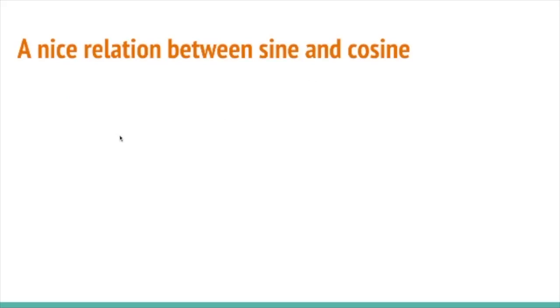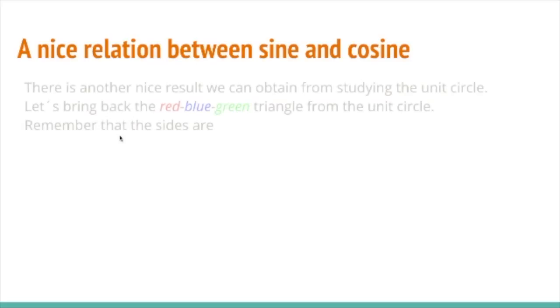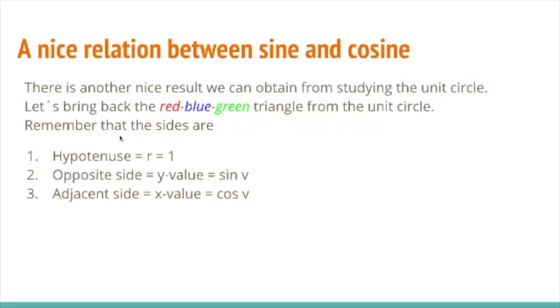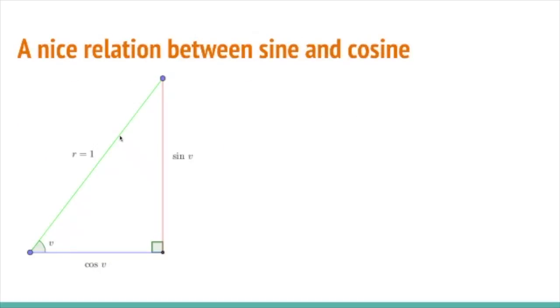Now finally, I will show you a nice relation between sine and cosine. So let's bring back that red, blue, green triangle from the unit circle. Remember that the sides are the hypotenuse, which is r, is equal to 1. The opposite side, which was the y value, was equal to sine v, and the adjacent side, which was equal to the x value, was equal to cosine v. So it looks like this.